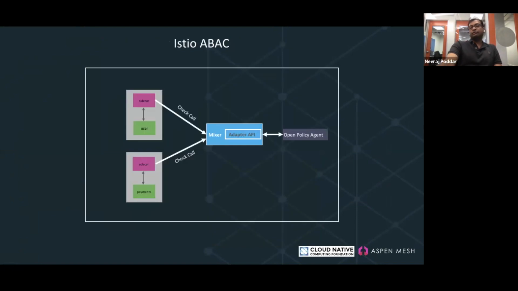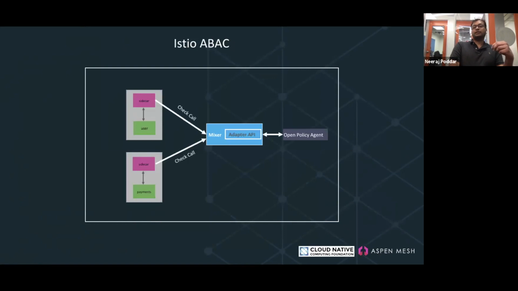The next thing which I'm going to cover is the Istio attribute-based access control. So the former concept was Istio RBAC. Istio also provides a more expressive yet more complicated attribute-based access control.